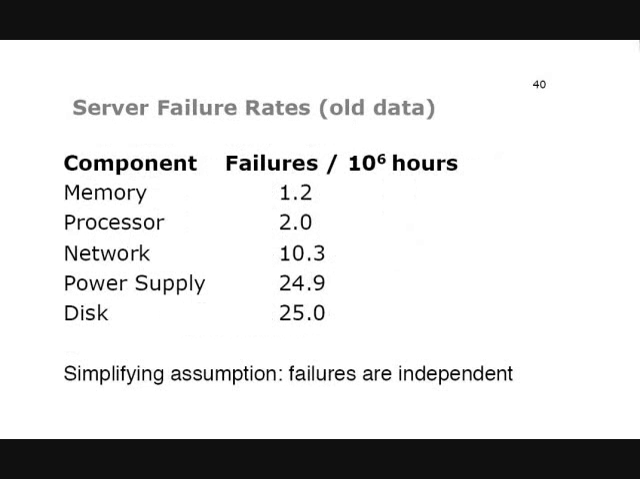And when we look at the amount of failures that occur in the system, the majority of them are disk failures, followed by power supply, the network, then processor, and then memory failures. And that's supposing that all of the failures are independent of one another. But obviously we're going to have to deal with a number of different failures at different rates.